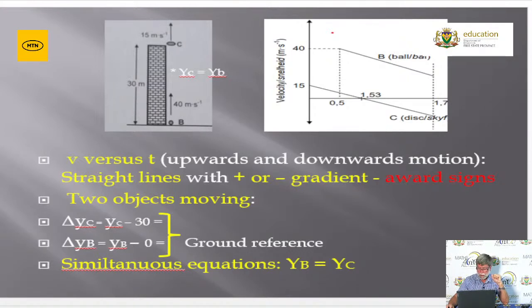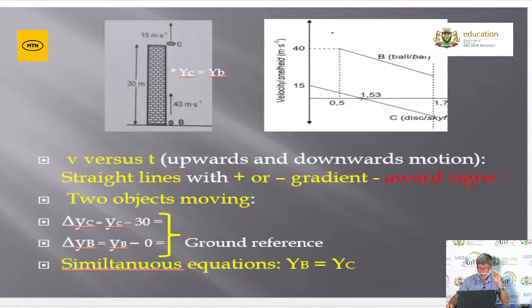And the answer is that the position of B and C at this stage is the same. And therefore, there lies the key to solving this problem. So you must get, indicating in this graph with the asterisk, YC equals YB. So that's the position where balls B and C meet each other. So that is the key for the simultaneous equations to solve the problem.